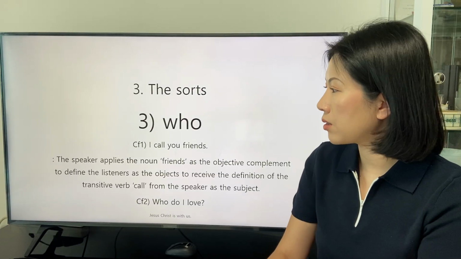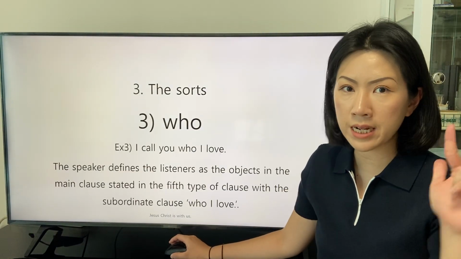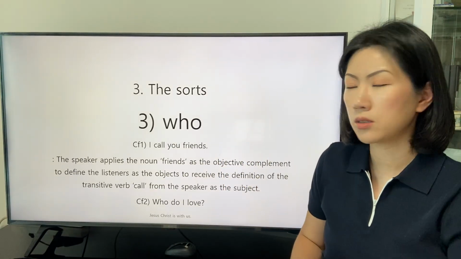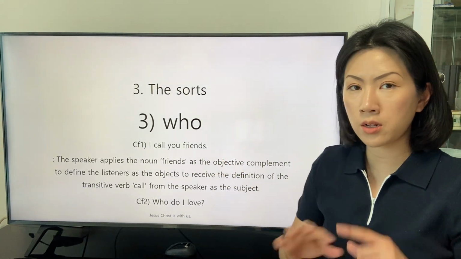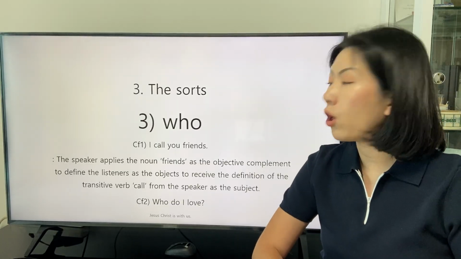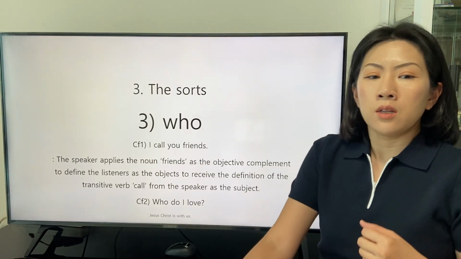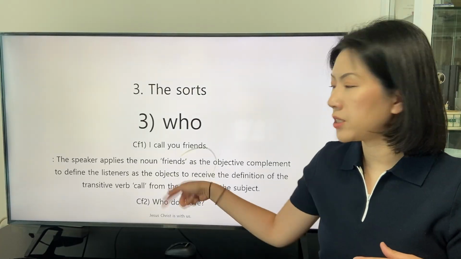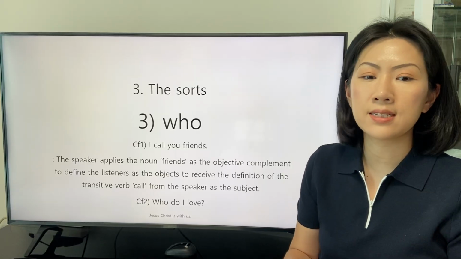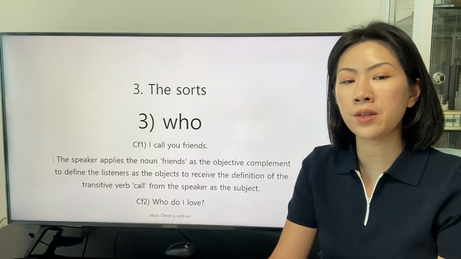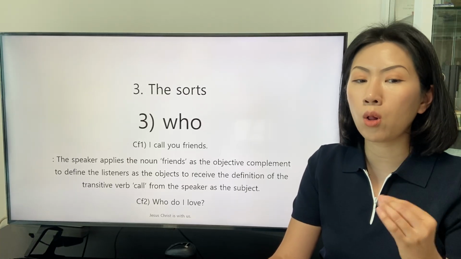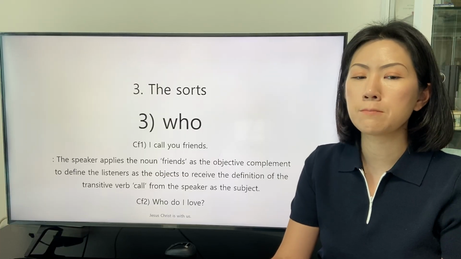We can analyze the previous example, the third example, in two clauses. The first one is the declarative statement, which became the main clause: I call you friends. Let's read the explanation first. The speaker applies the noun friends as the objective complement to define the listeners as the object, to receive the definition of the transitive verb call from the speaker as the subject.